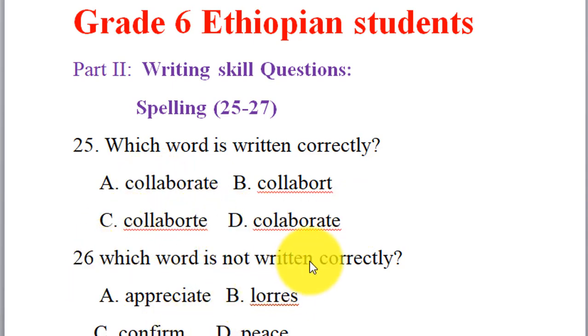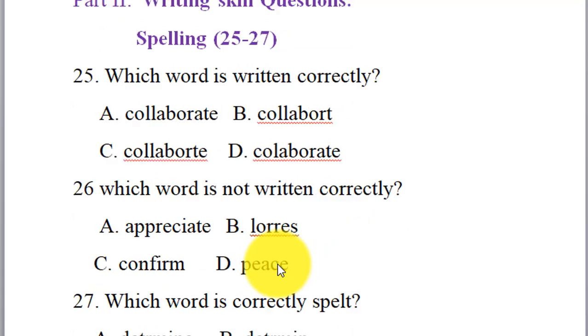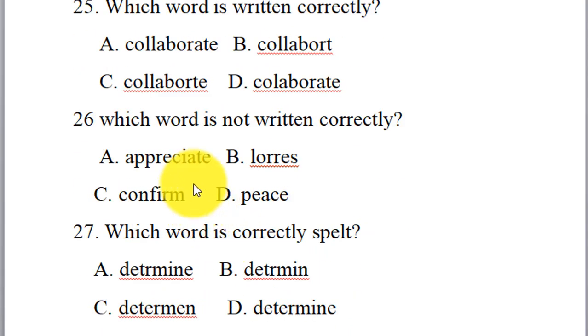Question number 26. Which word is not written correctly? The first one, appreciate. Yeah, appreciate, absolutely right, no sound is missed here.